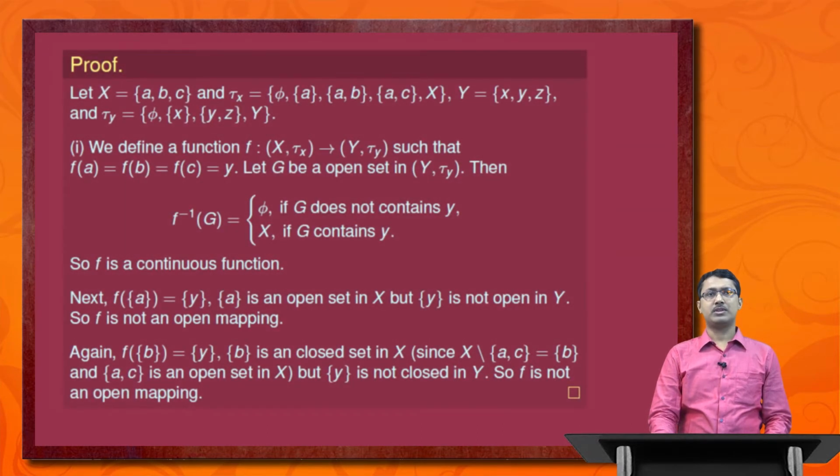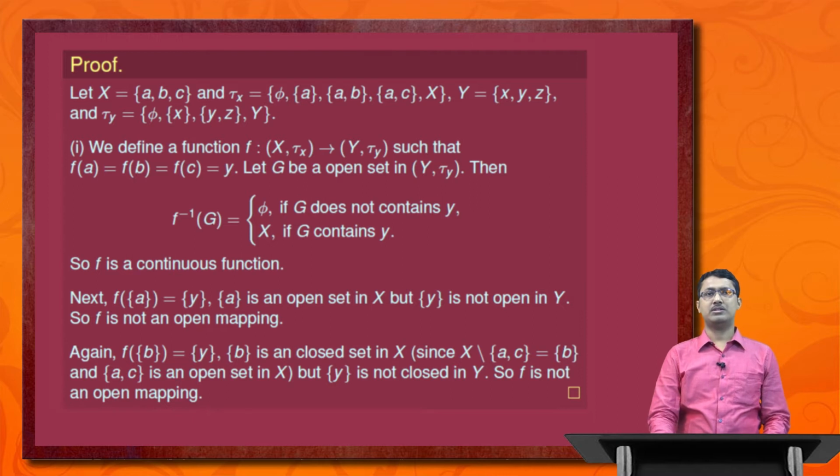First, we consider an example. X is equal to {a, b, c}. That means X consists of 3 elements a, b, c, and tau X is equal to {phi, {a}, {a, b}, {a, c}, X}. And Y consists of again 3 elements x, y, z, such that tau Y is equal to {phi, {x}, {y, z}, Y}.